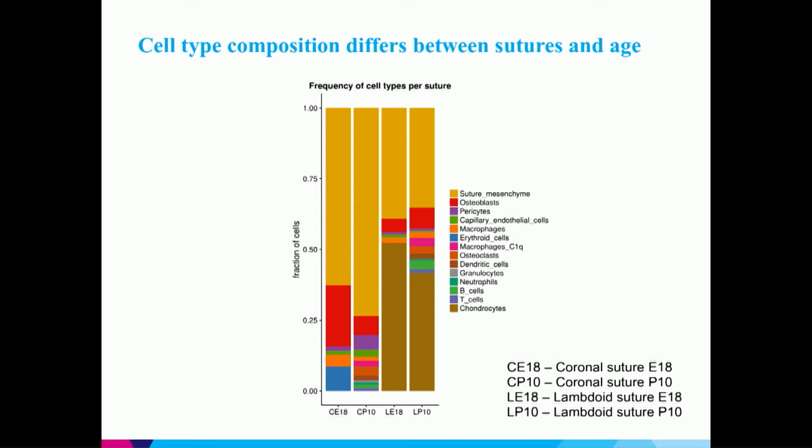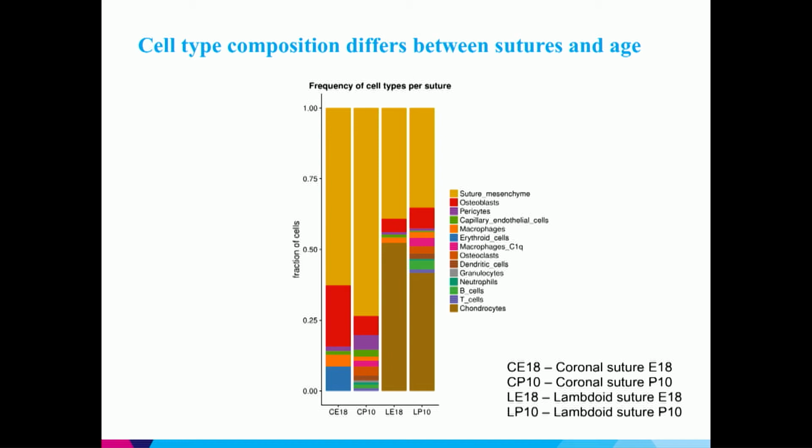and cross-region comparison. What I've shown here, the left two bars are the breakdown of the individual cell types in the coronal sutures, whereas the rightmost two bars are the breakdowns of the different cell types in the lambdoid suture. For each of these sutures, we're showing E18.5 on the left compared to P10, the adult stage, on the right-hand side.